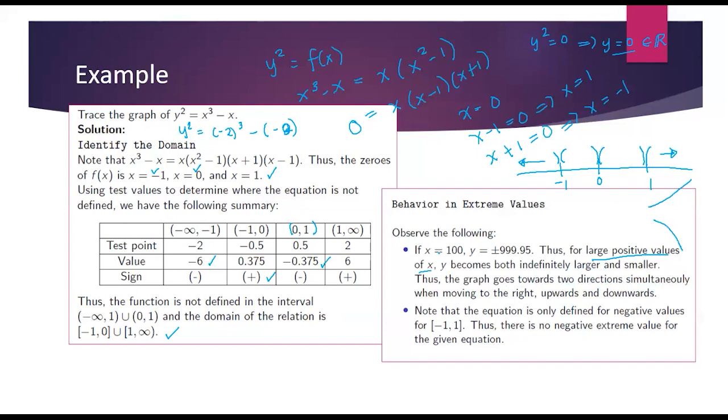So when x is equal to 100, note that the equation is only defined for the values of x from negative 1 up to 1 here. So you cannot set x to be equal to negative 100, because that is not considered in our domain. So we only have this one.